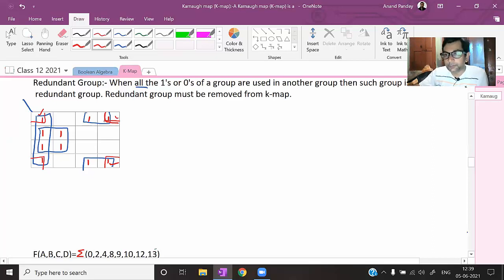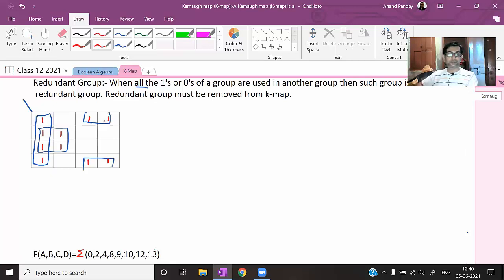Okay. In case of quad, if all four ones, अगर क्वाड में कोई तीन ही वन यूज हुआ, एक वन यूज नहीं हुआ किसी दूसरे ग्रुप में, तब नहीं. All four ones have been used by another group, then it is called redundant group. Okay, so this four corners जो मैंने quad बनाया है, this is a redundant group here, because you can see all four, उस चारों वन को चेक करो, they have been used by another group. दोनों सब किसी न किसी दूसरे ग्रुप में यूज हो चुके हैं चारों. Okay, so such a group is called redundant group and you must remove it from the K map.